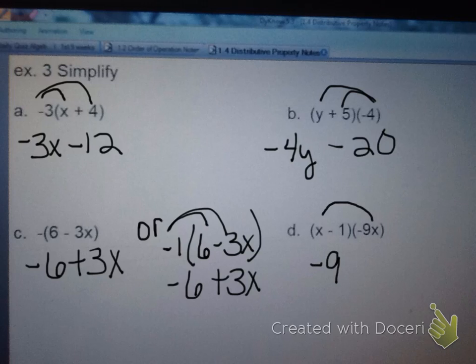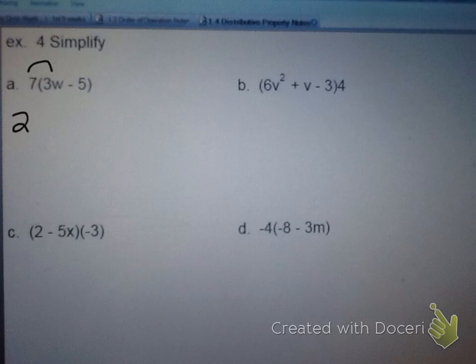Example D, we're going to multiply negative 9x times x and get negative 9x squared, because when you multiply x times x, you get x squared. Then we're going to multiply negative 9x times a negative 1. Negative times a negative is a positive 9x. Example 4, we're going to distribute the 7 times 3w and get 21w minus 35.